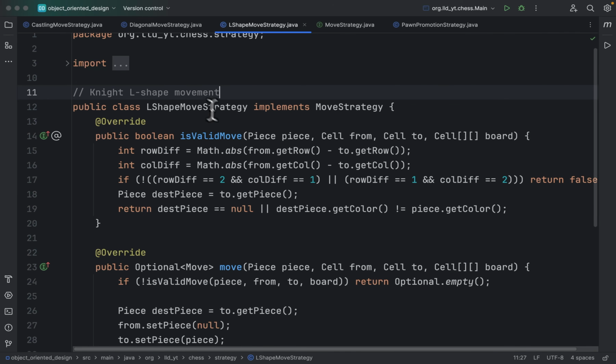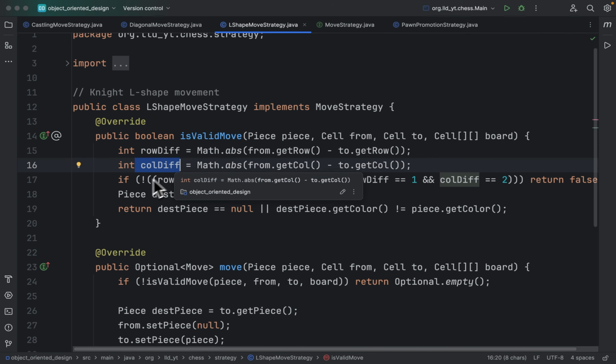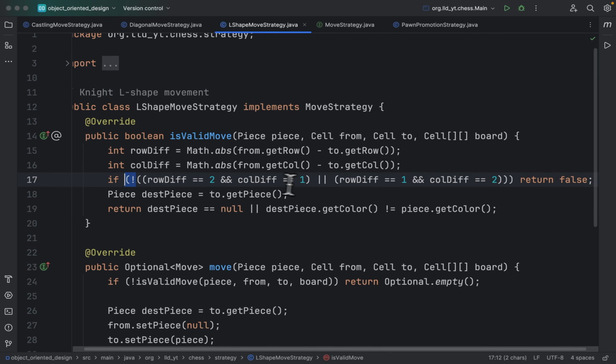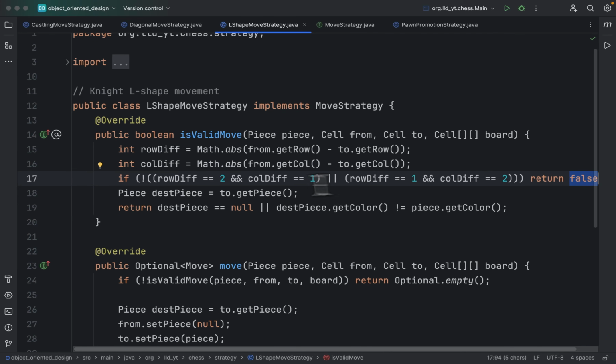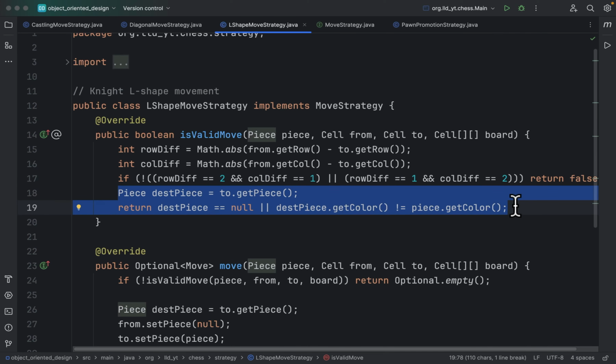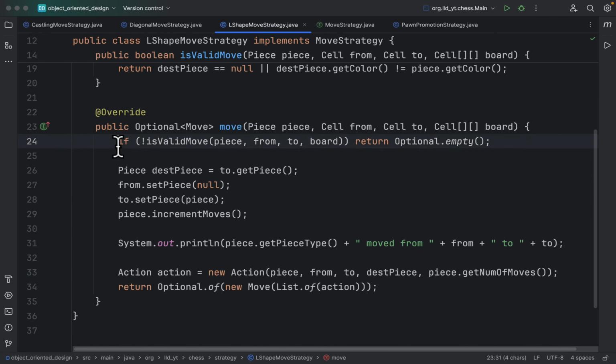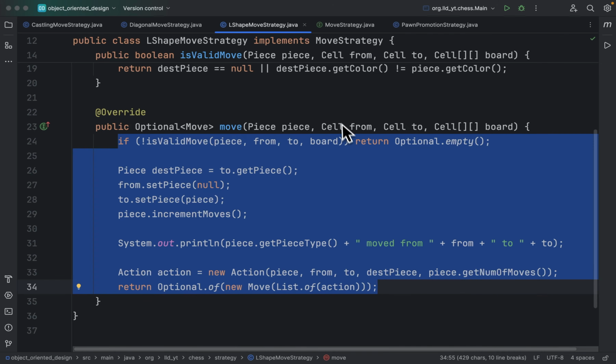In the L-shaped movement, again, we are getting the row difference and the column difference. And in order to perform the L-shaped movement, we know that the row difference should be 2 and at the same time the column difference should be 1. Or row difference should be 1 and at the same time column difference should be 2. And if this is not the case, then in that case we'll return false. Else we'll do the same stuff that we did in the diagonal movement strategy. Okay. And again in the move function, almost similar logic is repeated.